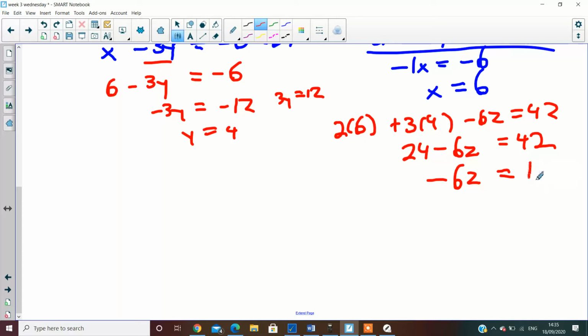42 take away 24 is 18. Multiply both sides by negative. Z equals minus 3. Who got all 3 of them out? Alright. Happy. Okay.